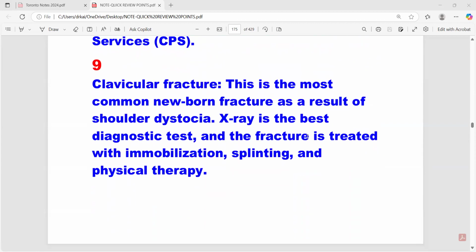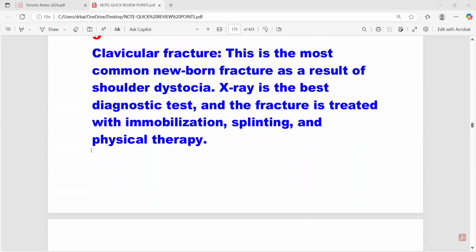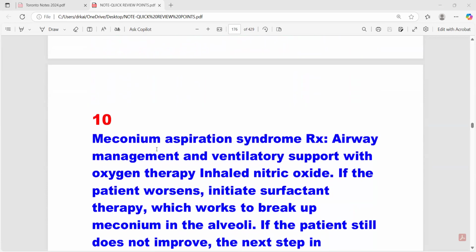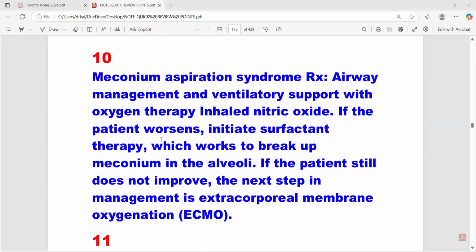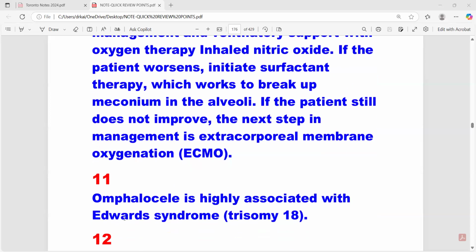X-ray is the best diagnostic, and the fracture is treated with immobilization, splinting, and then physical therapy. Meconium aspiration syndrome regimen is airway management and ventilatory support with oxygen therapy and inhaled nitric oxide. If the patient worsens, then initiate surfactant therapy, which works to break up the meconium in the alveoli. If the patient still does not improve, the next step is extracorporeal membrane oxygenation.